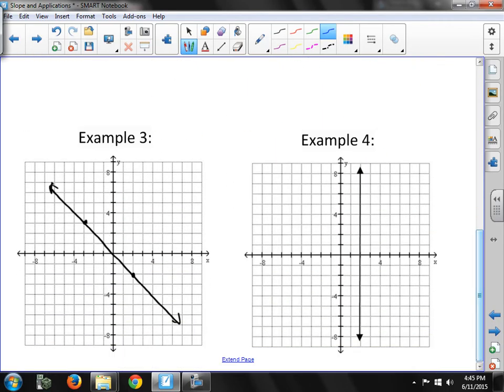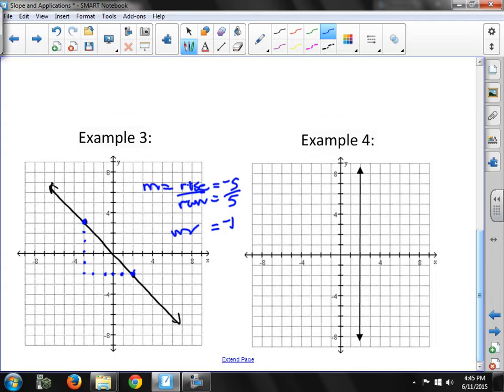This example, example 3, I want to go from the leftmost point to the rightmost point. I must go down 5 units. So my rise is -5 because I went down. My run, I went over 5. -5 over 5 is -1. I have a slope of -1. And notice it's a negative slope, so it is a decreasing line.